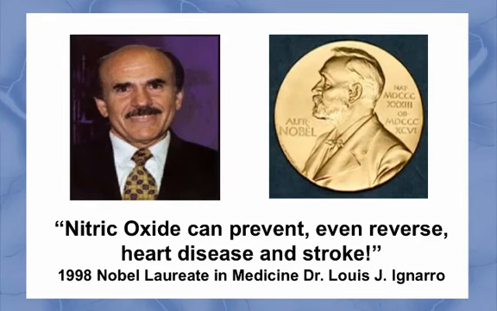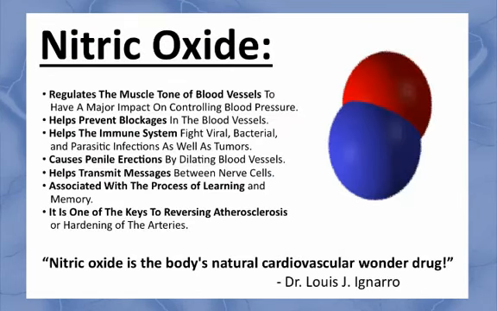For example, nitric oxide regulates the muscle tone of blood vessels to have a major impact on controlling your blood pressure. Nitric oxide stops blood platelet cells from grouping together to form a clot. This helps prevent heart attacks and strokes. Nitric oxide helps the immune system fight viral, bacterial, and parasitic infections as well as tumors. For men, nitric oxide causes penile erections by dilating blood vessels to help prevent ED or erectile dysfunction. Nitric oxide helps to transmit messages between nerve cells and is associated with the process of learning, memory, and cognitive function.